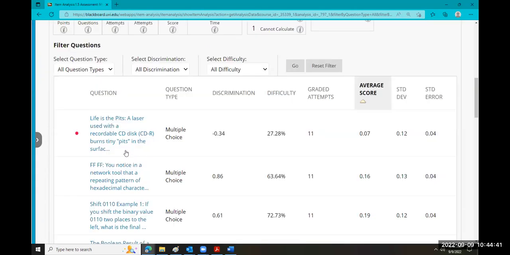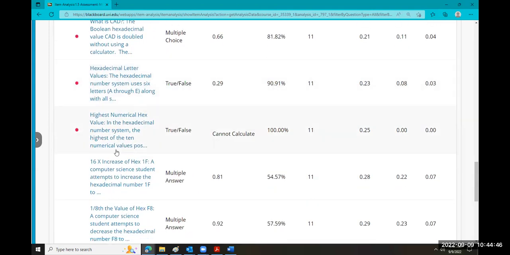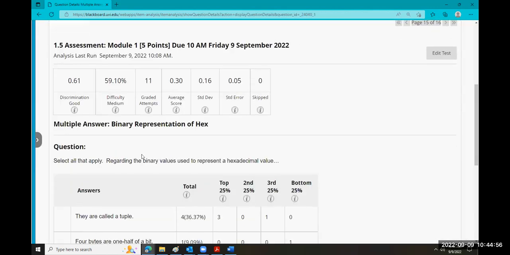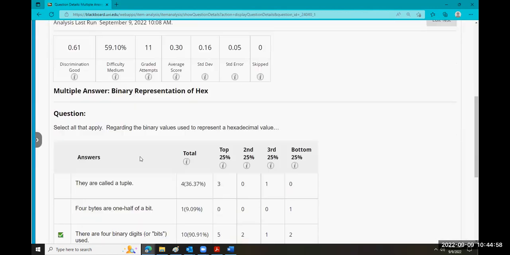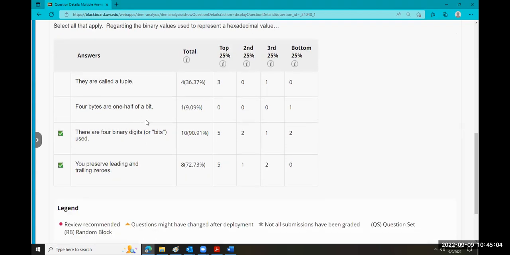Okay. This will be the last item, unless somebody wants me to do the last one as well. But almost everybody got the last multi-answer correct, so we can do that one if you want. In this multi-answer, it says select all that apply regarding the binary values used to represent a hexadecimal value. For a hexadecimal value, there are 4 binary digits or bits.